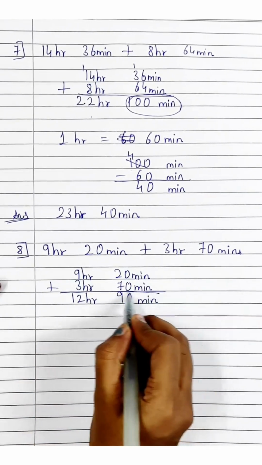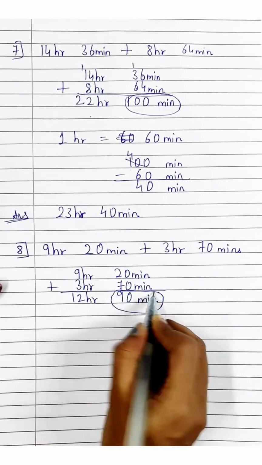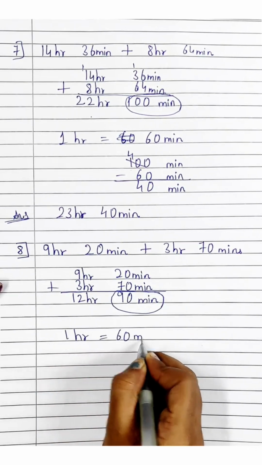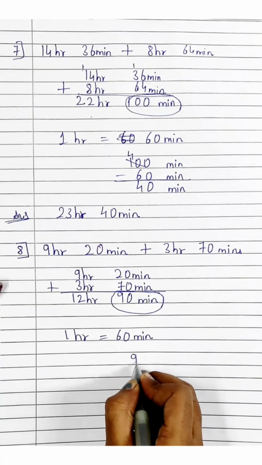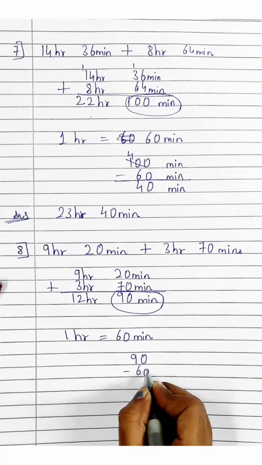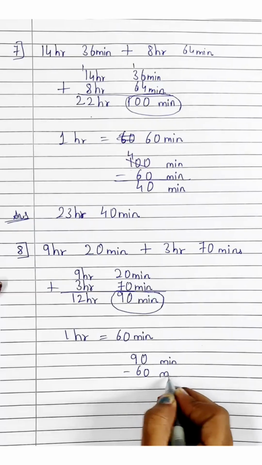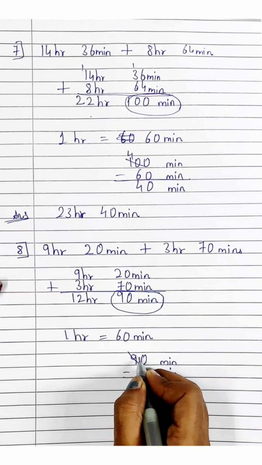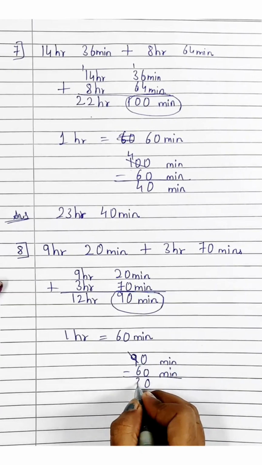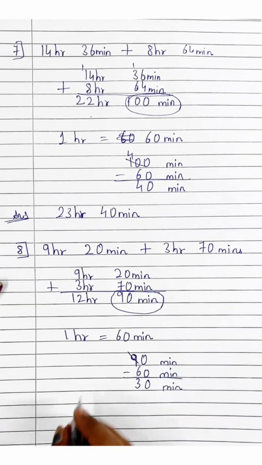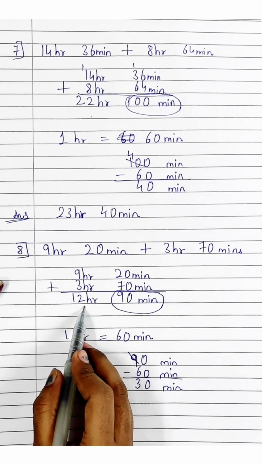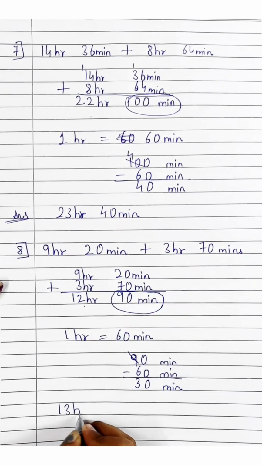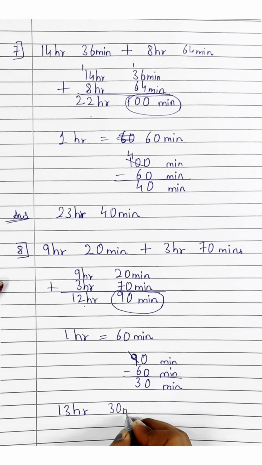Now again this is crossing your 60 minutes. So 1 hour is equals to 60 minutes. So subtract 90 with 60, which will give you 30 minutes. So again, instead of writing 12 hours, you will write over here 13 hour 30 minutes.